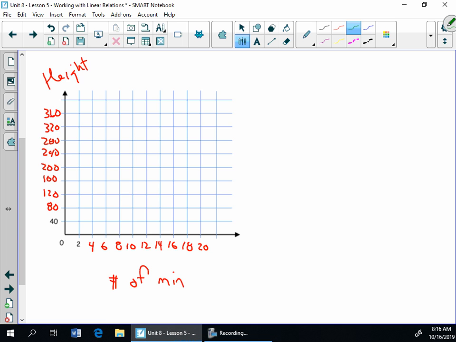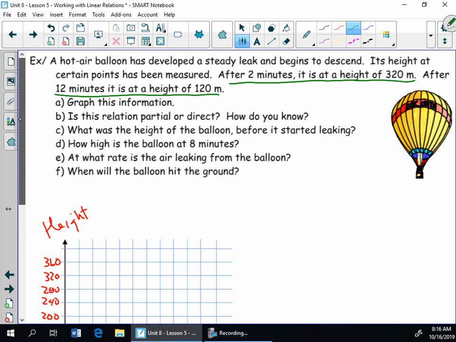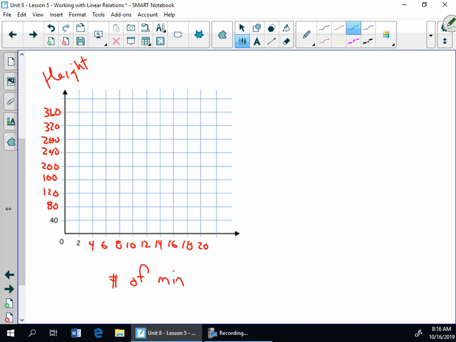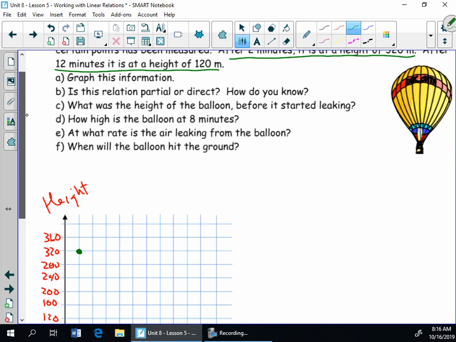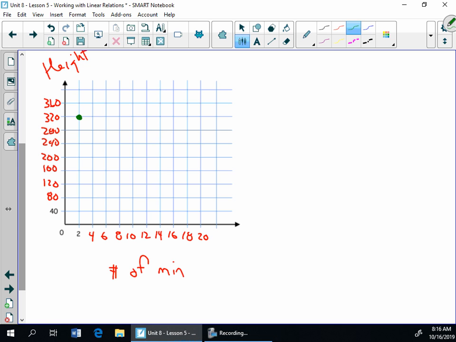What do we know? Back up here they told us 2 minutes, it was 320. So 2 minutes, there's our balloon at 320. At 12 minutes, we were at 120. 12 and 120. And that's all the information they gave us, 2 dots worth.